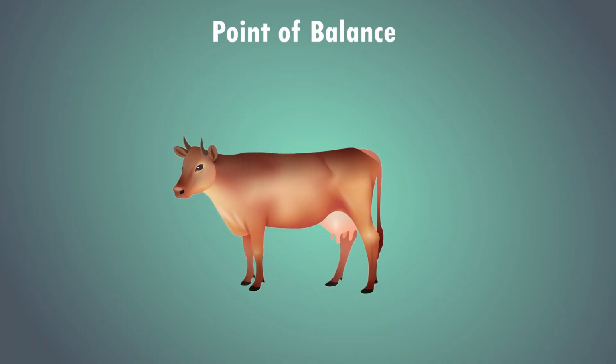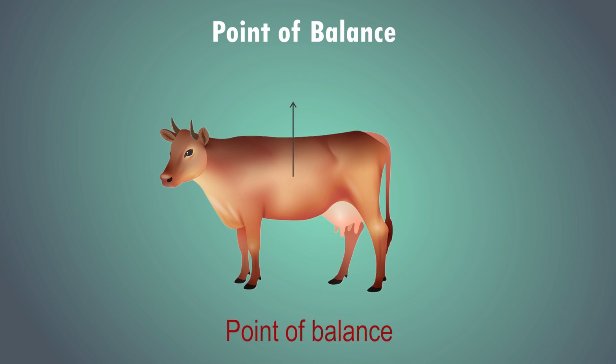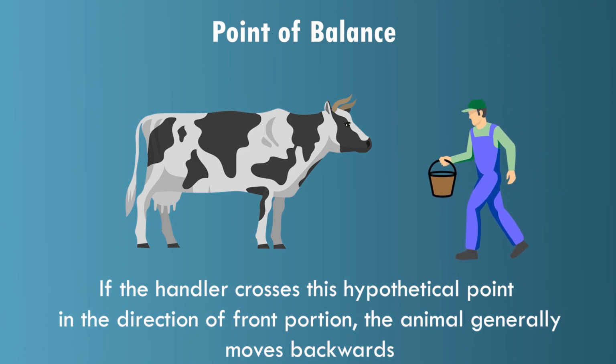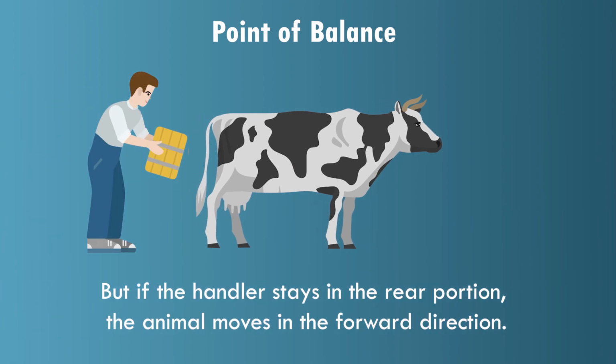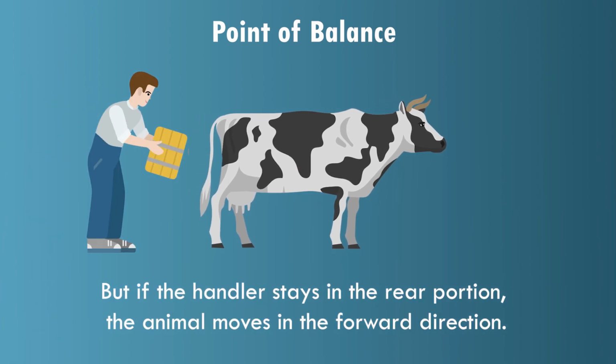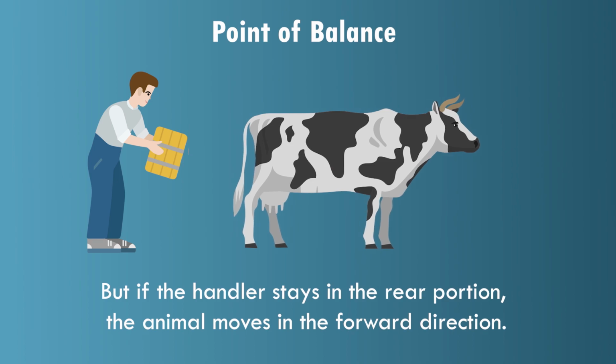Now the third is the point of balance. This is another important concept of livestock handling. Farm animals have a wide angle of vision. Point of balance is the imaginary point located on the animal's shoulders, which divides the animal's body into 2 portions, that is the front portion and the rear portion. If the handler crosses the hypothetical point in the direction of the front portion, the animal generally moves backwards. But if the handler stays in the rear portion, the animal moves in the forward direction.